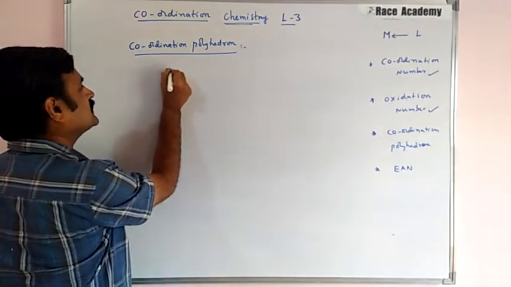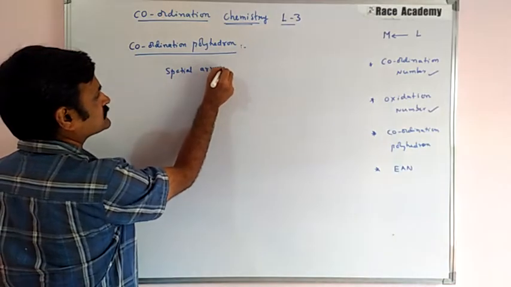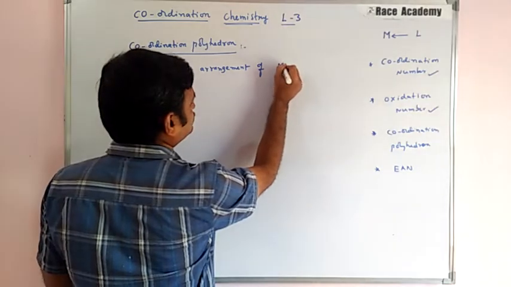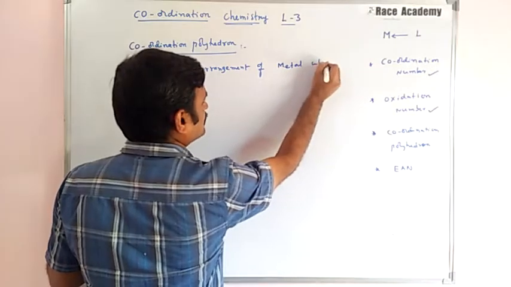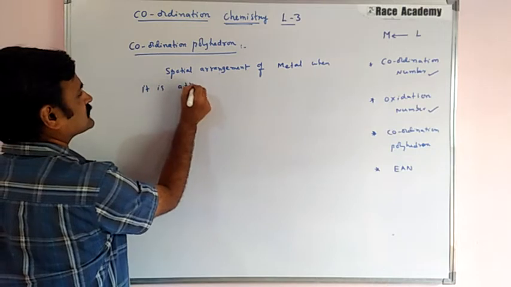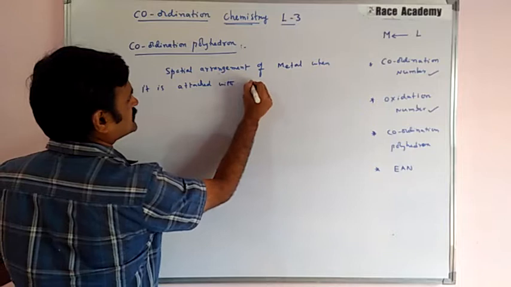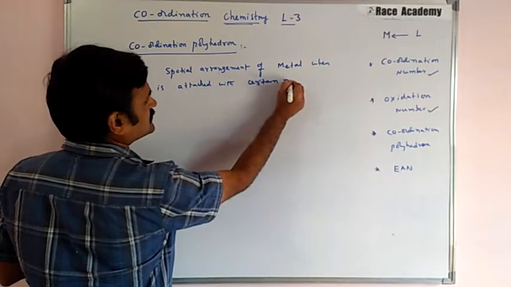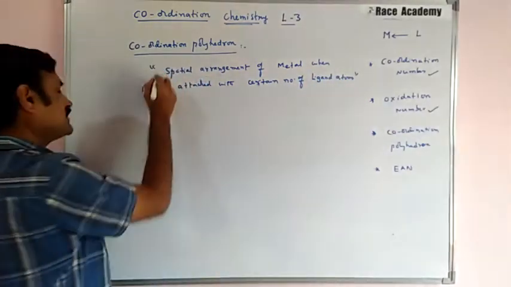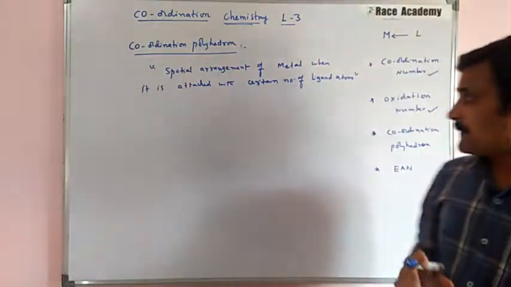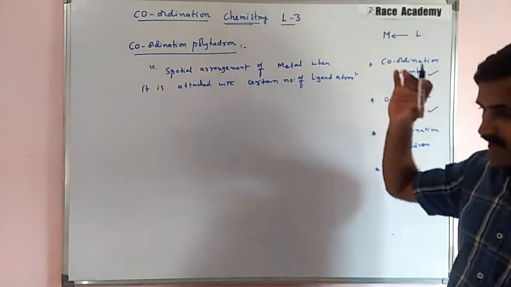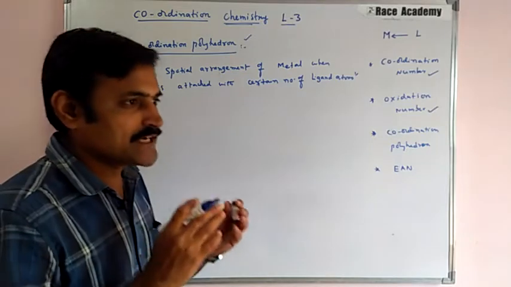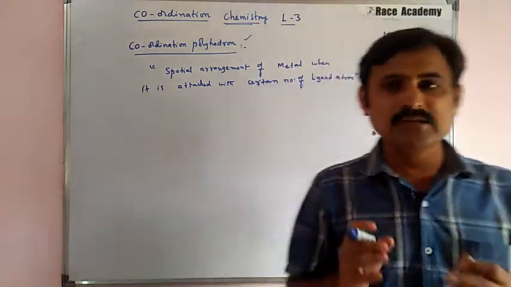What is a coordination polyhedron? It is a kind of spatial arrangement of the metal when it is attached with a certain number of ligand atoms. So the entire geometry of the spatial arrangement of the ligand atoms attached around the central metal is said to be the coordination polyhedron. We can decide the geometry of the complex ion or complex compound based on this point.